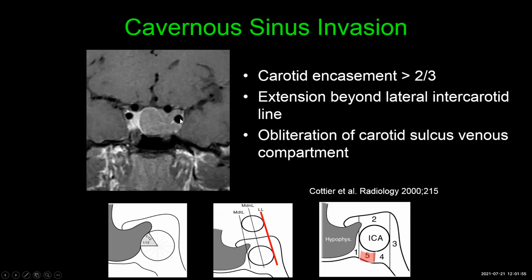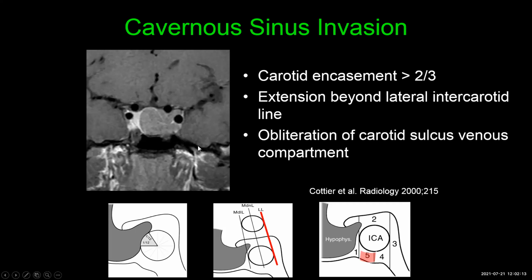So if the carotid artery is encased by more than two-thirds by the tumor, that's a sign of cavernous sinus invasion. If we look at this one, it's about 180 degrees, so maybe half encased, not fully. So we don't have that criterion.